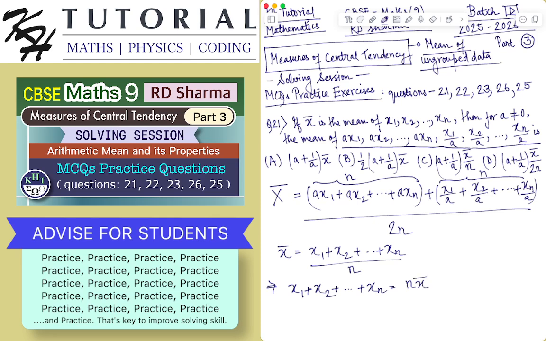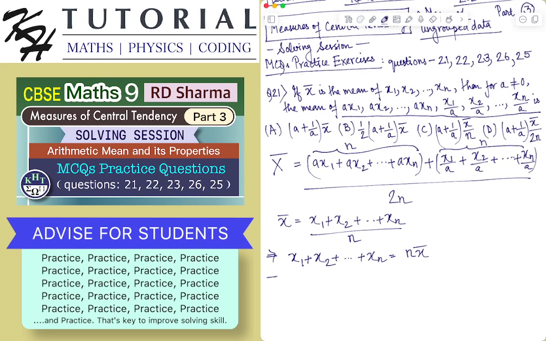plus xn is equal to n into x bar. Now please note that I am solving this problem in a little different way. Obviously you can apply properties of mean, that is if you multiply all the observations by a non-zero constant value, the mean of those observations is the original mean multiplied by that constant value. That property you can obviously apply, but I'm trying to solve it in a little different way.